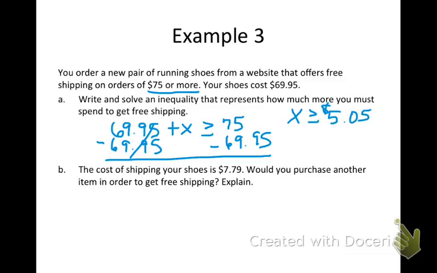$5.05. Part B says the cost of shipping your shoes is $7.79. Would you purchase another item in order to get free shipping? I know I would. But the reason I would is because the cost of shipping is more than the additional cost of the item.